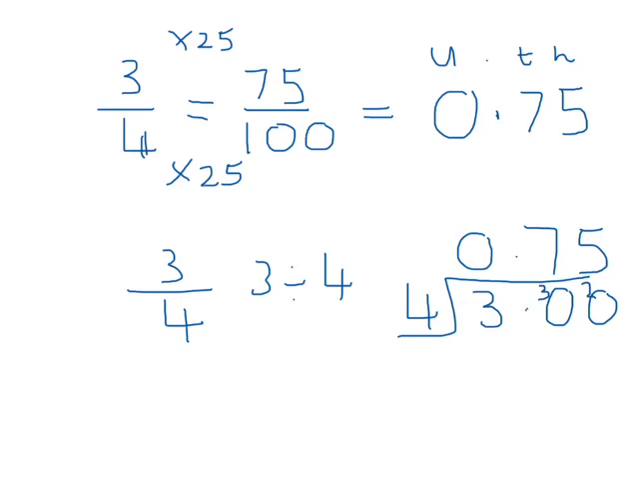Okay, what about a fraction whose denominator is not a factor of 10, 100 or 1000? We'll do that. So for example, what about 2/9? 9 is not a factor of 10 or 100 or 1000 or any multiple of 10. So the only way we can change this to a decimal is to divide.